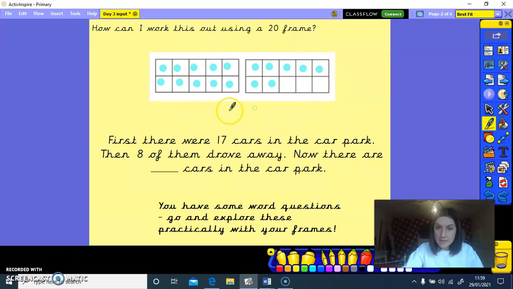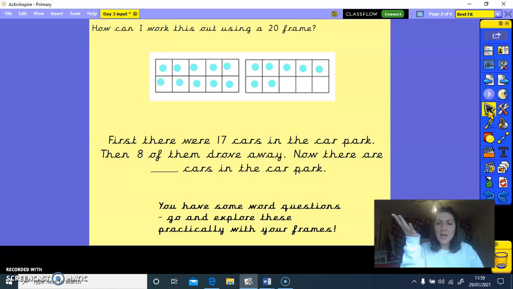So we have got 17 now in our 20 frames. And how many are we going to be taking away? 8, because 8 is how many drove away. Are you ready? Count with me and do it with yours. 1, 2, 3, 4, 5, 6, 7. Oh, they seem to have all attached. 8. That was what I was taking away.